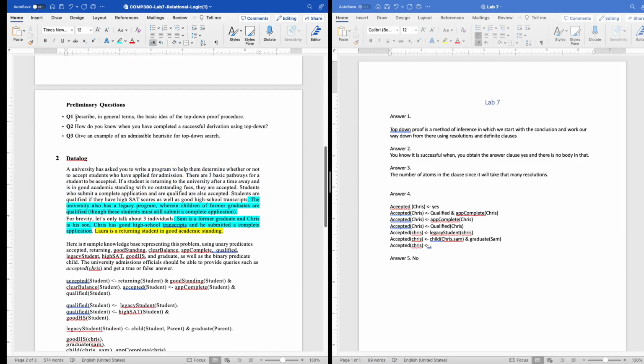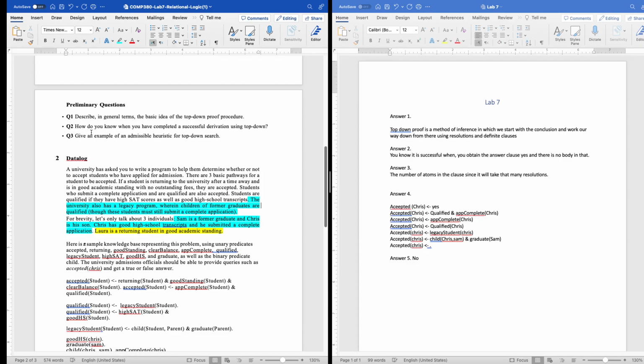So, the first question is: describe in general terms the basic idea of top-down proof. Top-down proof is a method of inference in which we start with the conclusion and work our way down from there using resolutions and definite clauses. We'll be doing one problem with the top-down proof in the assignment itself today.